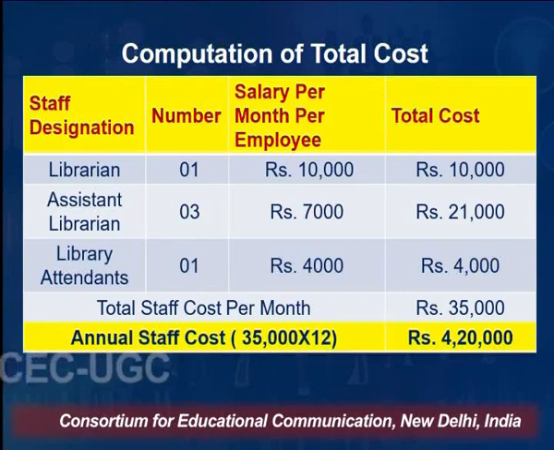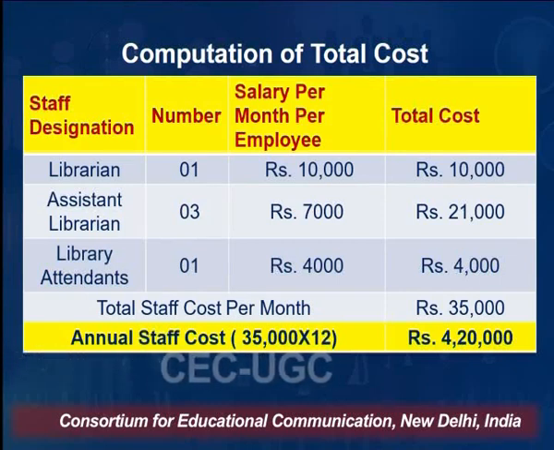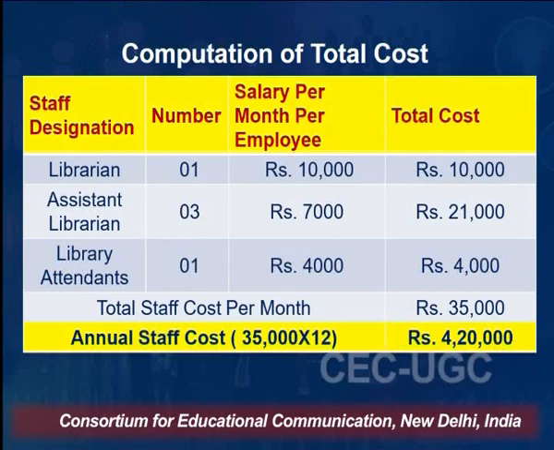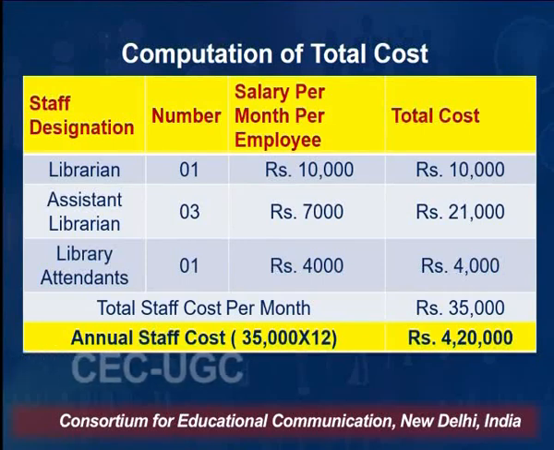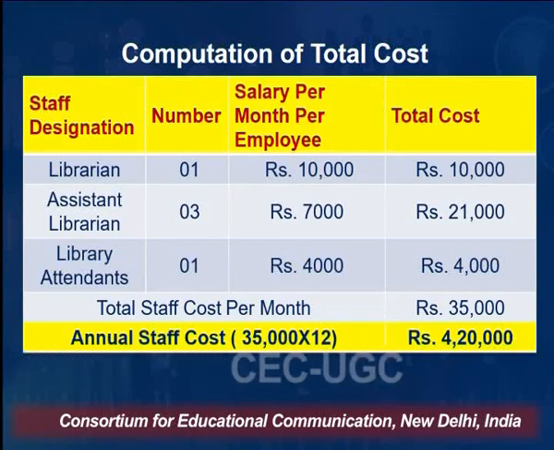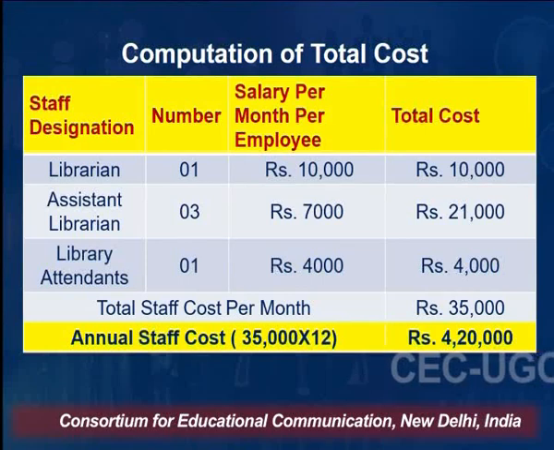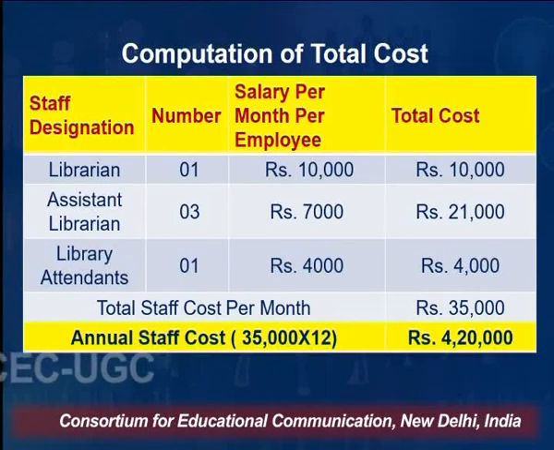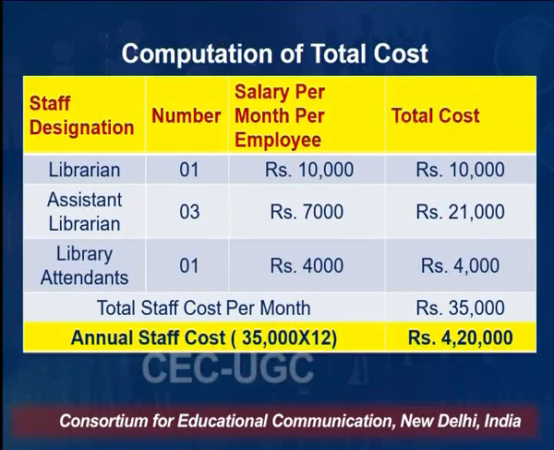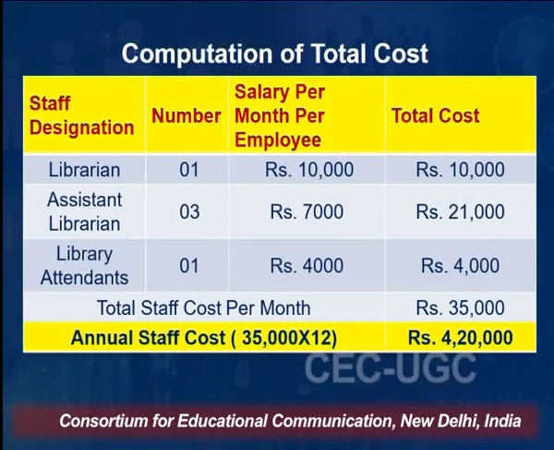I have simply multiplied the number of staff with their monthly salary to arrive at the total effective monthly cost of these staff which you have deployed at your library, or you can say the library has appointed these people, and they are spending 35,000 rupees per month. This is a staff cost. Now if you calculate the annual staff cost, simply multiply it by 12 and it comes to be rupees 4,20,000.